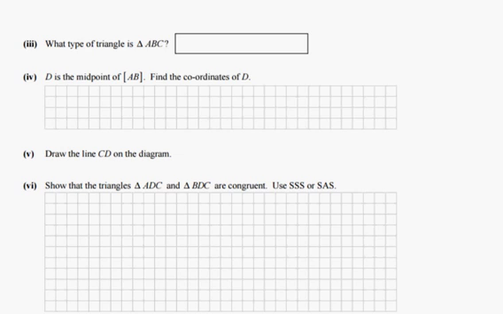Next one. What type of triangle is ABC? If there's a triangle and two of the lengths are the same length, what type of triangle is it? Isosceles. An equilateral is when all three sides are the same length. D is the midpoint of AB. Find the coordinates of D.